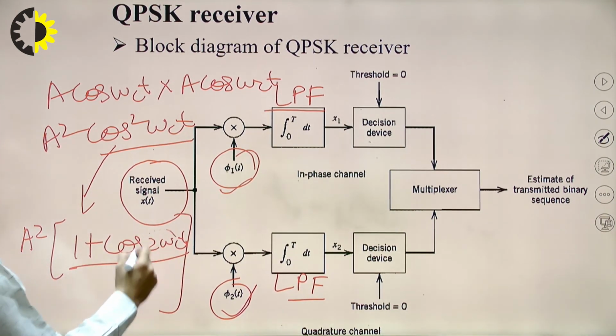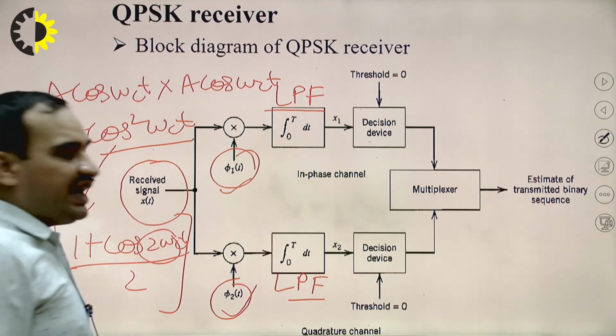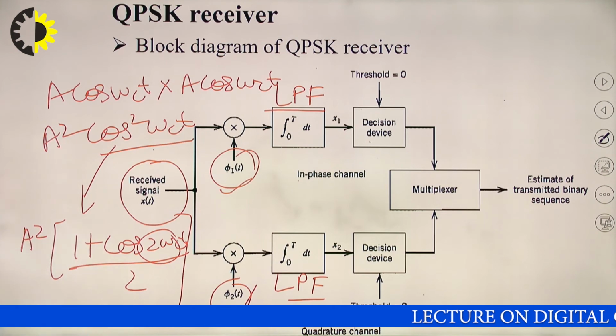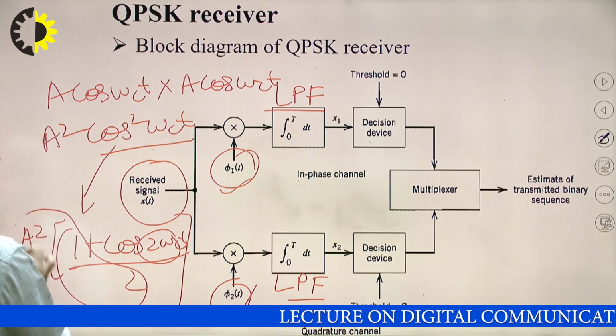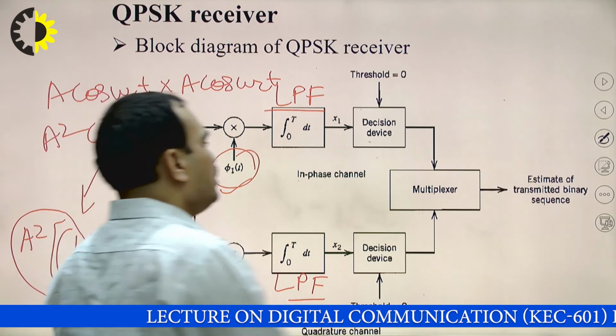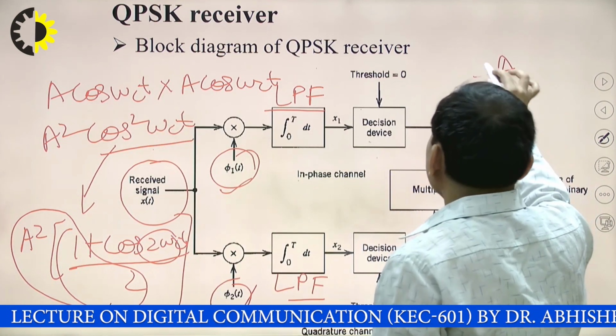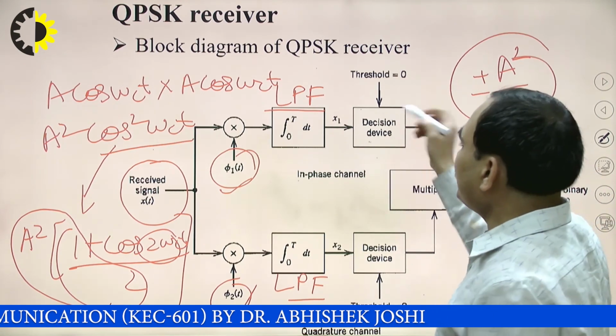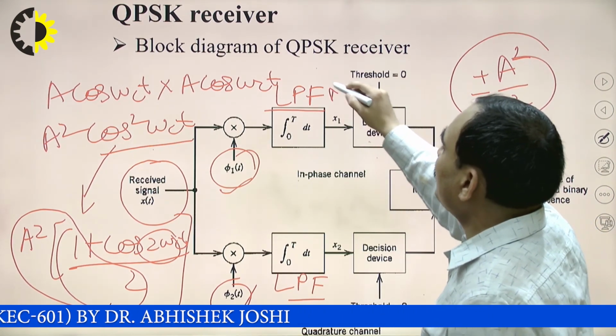So doubling the frequency means we will get double the angular frequency. This means if we are passing through the low pass filter, what will we get? We will get the DC component, that is A squared, or if it is a polar signal, it is plus minus A squared by 2. So when you are passing through the low pass filter, the output will be plus minus A squared by 2.